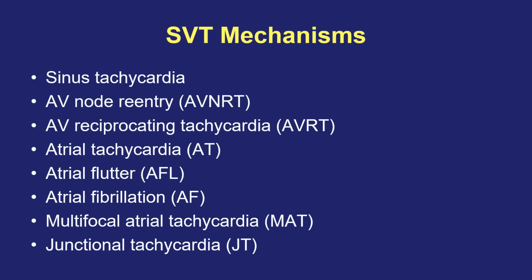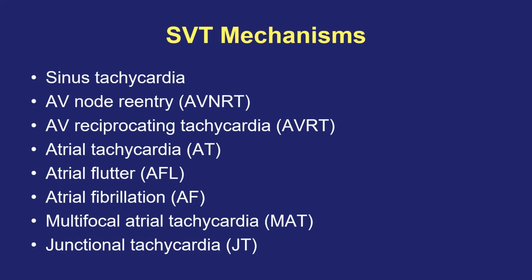There are multiple mechanisms of SVT, of narrow complex tachycardia, or aberrantly conducted tachycardia. And most of these are easily distinguishable on the surface EKG or the clinical context. For example, when we're talking about sinus tachycardia, usually we have a more gradual onset and gradual resolution. The P wave has a very characteristic morphology because it is coming from the sinus node, and sinus tachycardia usually isn't a challenge to distinguish from other mechanisms, especially when you consider the clinical context.